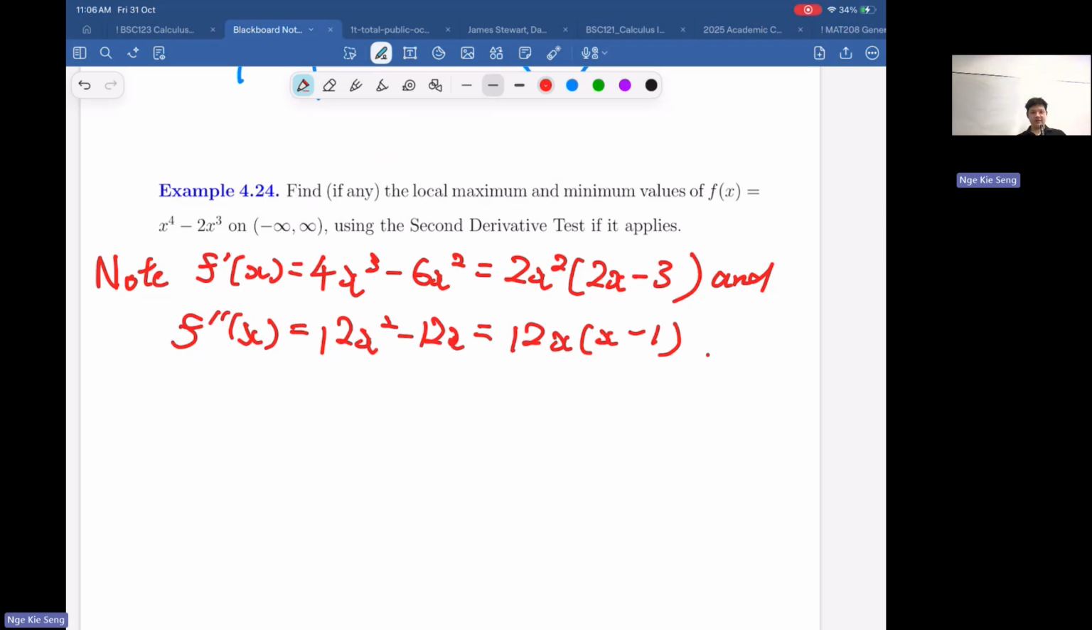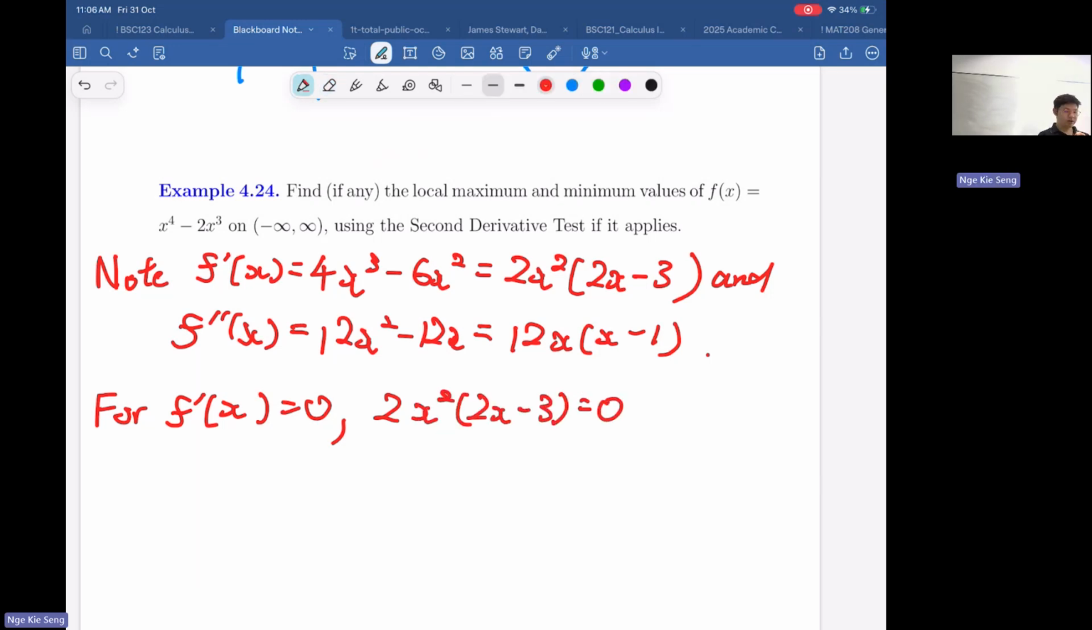To use the second derivative test, you really have to start with a stationary point. So you need to check when f'(x) equals 0. Meaning 2x squared times (2x minus 3) equals 0. So either x equals 0 or x equals 3 over 2. Two stationary points.